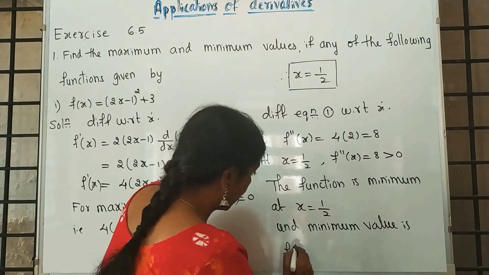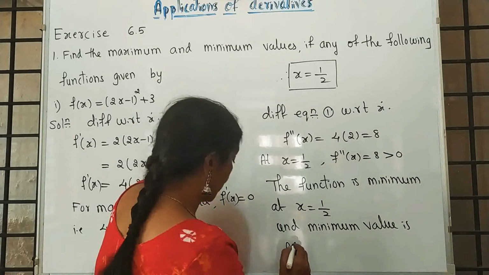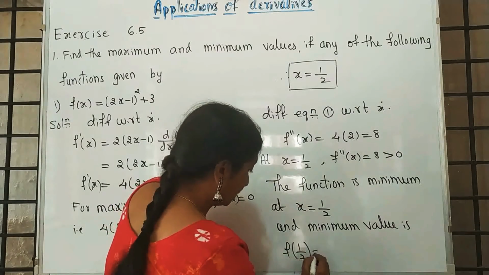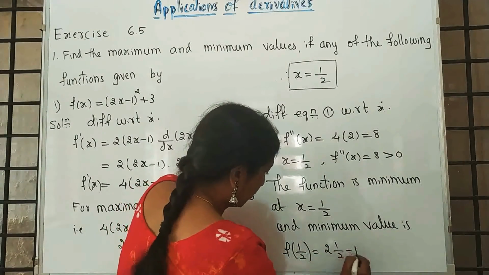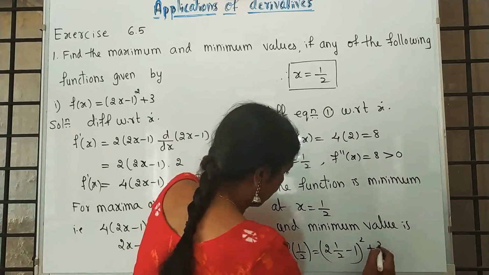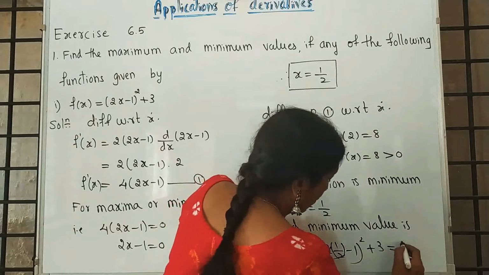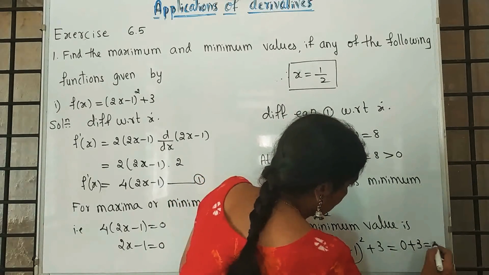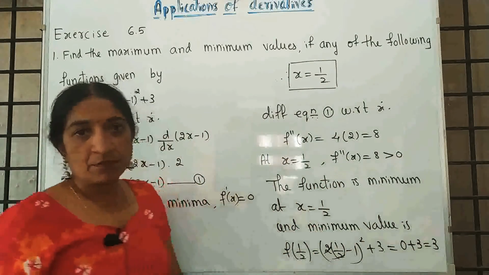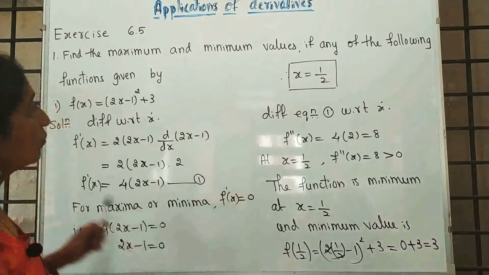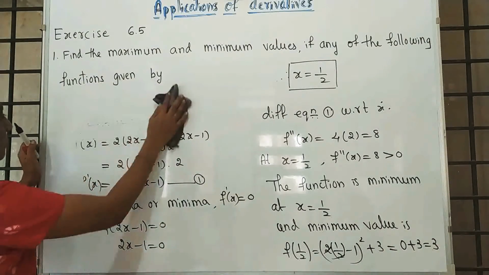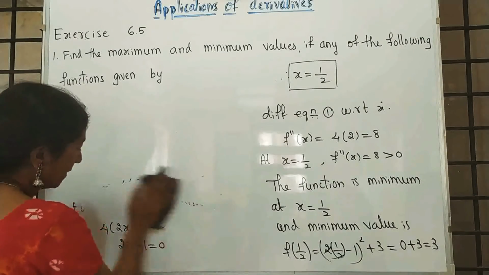in the given function, wherever x is there we have to write 1 by 2. 2 into 1 by 2 minus 1 whole square plus 3. This 2 and this 2 get cancelled. 1 minus 1 is 0. 0 plus 3 is 3. And the minimum value is 3. Moving to the next example. Second one.